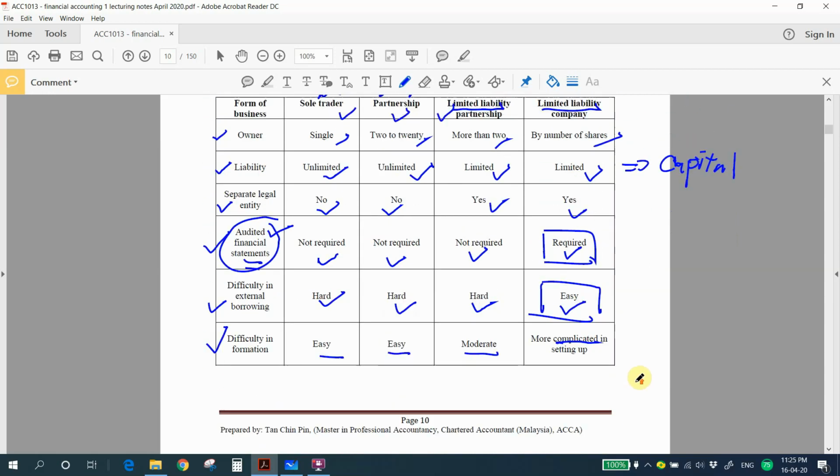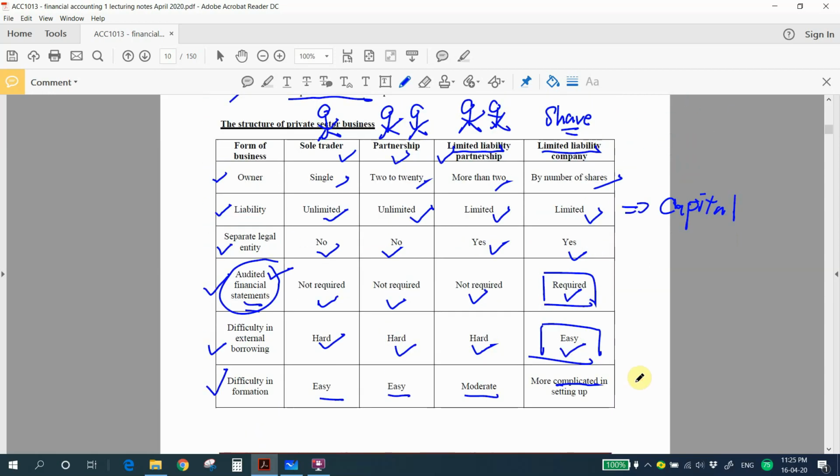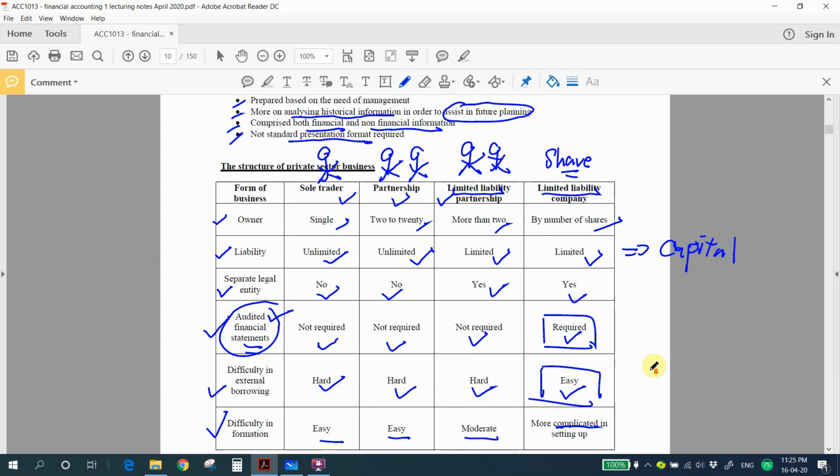So that's all for part 3 in your chapter 1. If you have any questions about part 3, you can leave me a message, or we can discuss in the RMS discussion group. That's all for chapter 1.